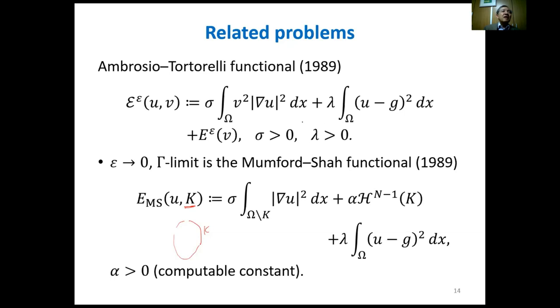The difference is, the fidelity term is a minor thing, but what is important is here is a Modica-Mortola single well, and we have another term, Dirichlet energy term. So this is weighted Dirichlet energy. In our case, weighted total variation, but this is weighted Dirichlet energy. So it's different, but very related.